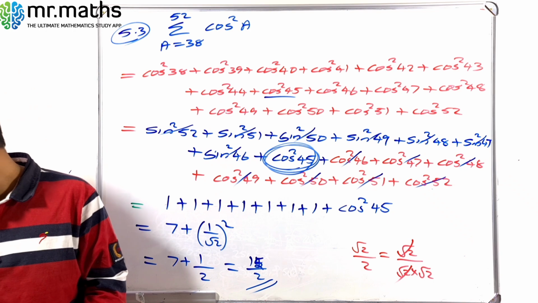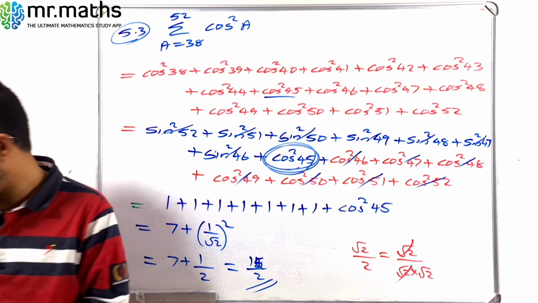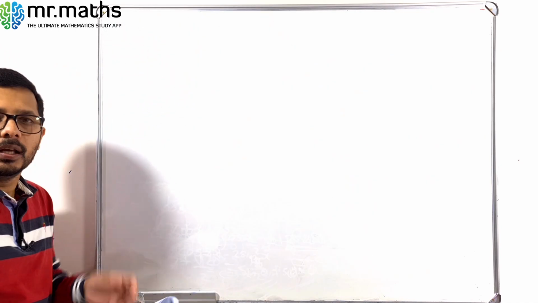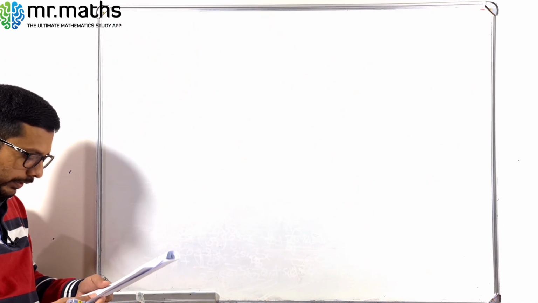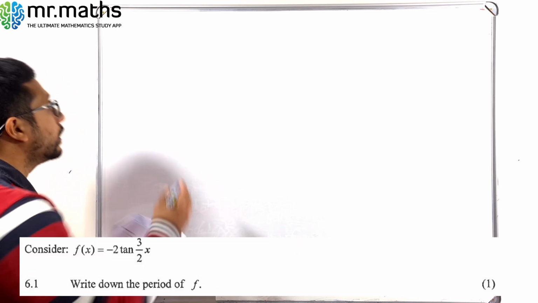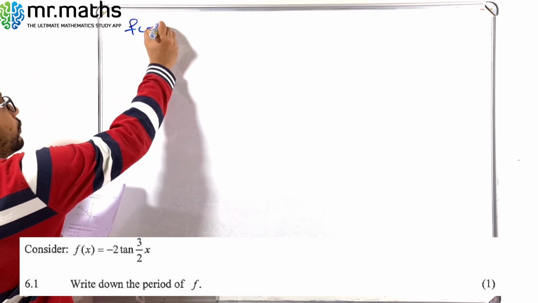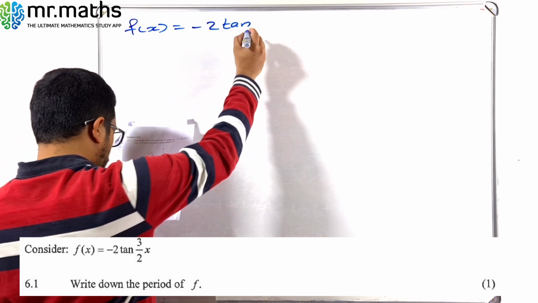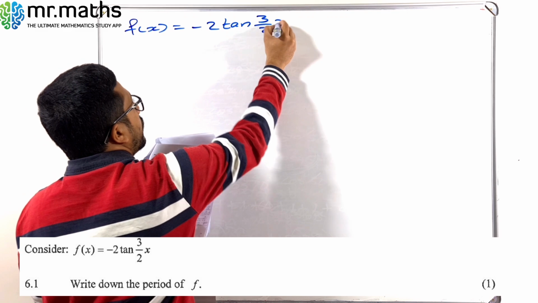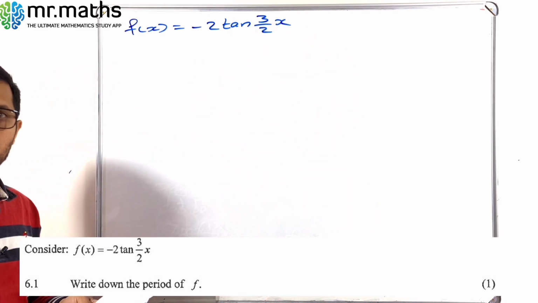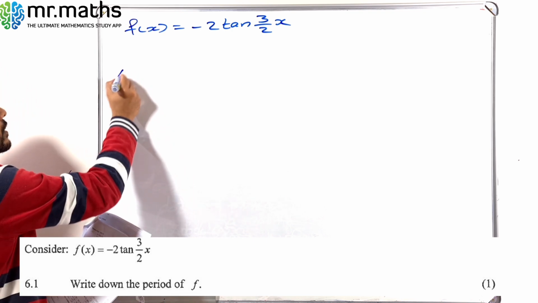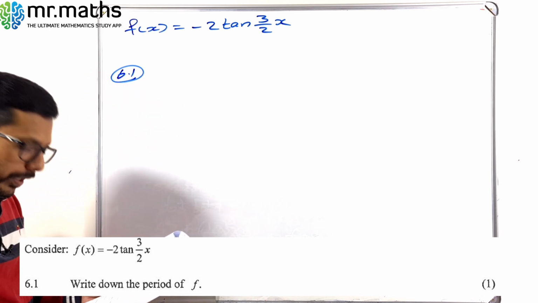Okay, now let's go to the next question, question number 6. Consider f of x is equal to, there is a function given, f of x is equal to minus 2 tan 3 over 2 x, that is f of x. So it's a tan trigonometry. Okay, now first question 6.1. What is that question? Write down the period of f.